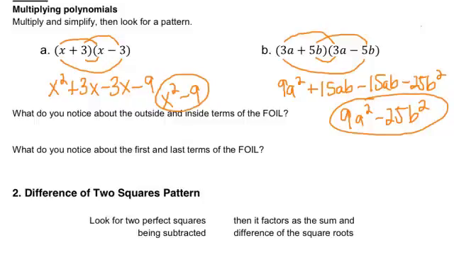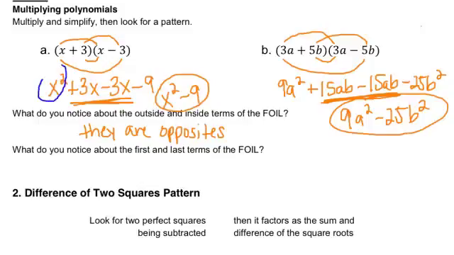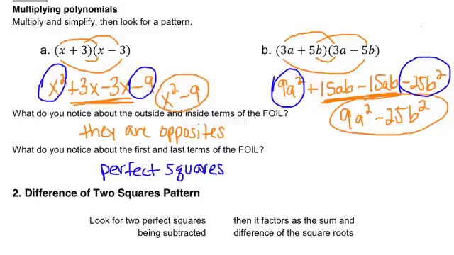Now notice on the outside and inside terms, so that would be your 3x minus 3x and your 15ab minus 15ab. They are opposites, so they're going to cancel each other out. For the second part, what do you notice about the first and last terms of FOIL? So that's going to be your x squared and your minus 9, your 9a squared and your minus 25b squared. Now you should notice that these are perfect squares. So things such as 9, so 3 times 3 is 9. 4, 2 times 2 is 4. So you're looking for perfect squares.